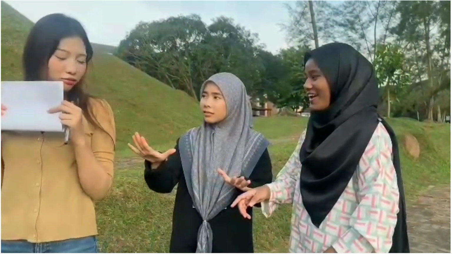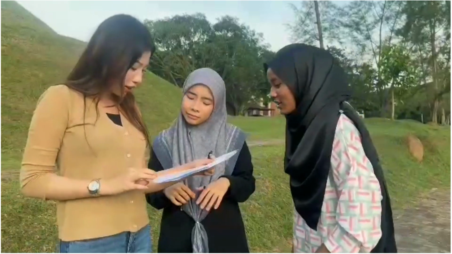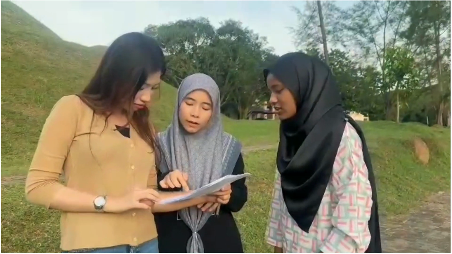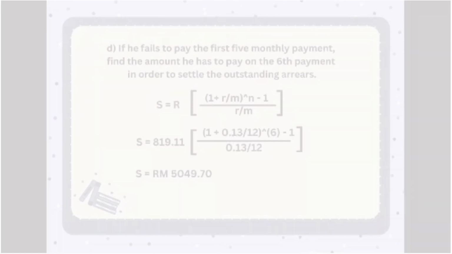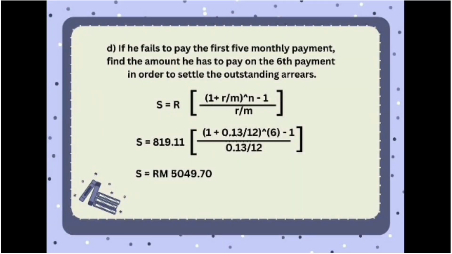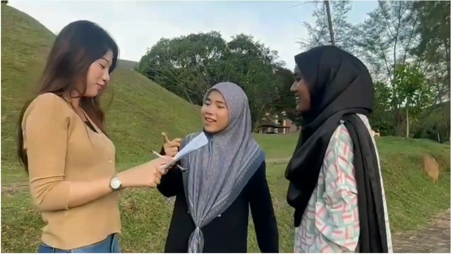Hey, wait! I think there is another question. Which one? D, we need to find this answer. Oh, I know. Last but not least, for this question, he postponed his debt payment from the first month to the 5th month. In 6 months, he wants to clear all the accumulated debt by using the formula future value of annuity. That's great, Arisa. You already know the concept.